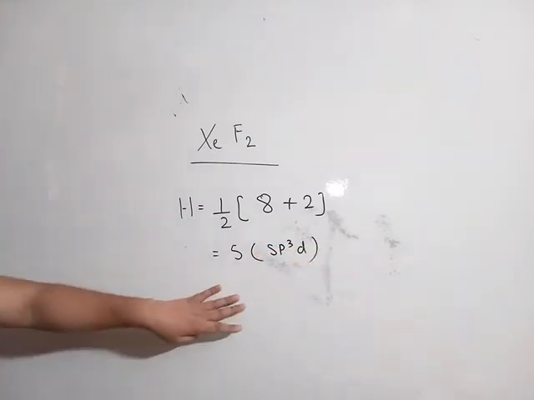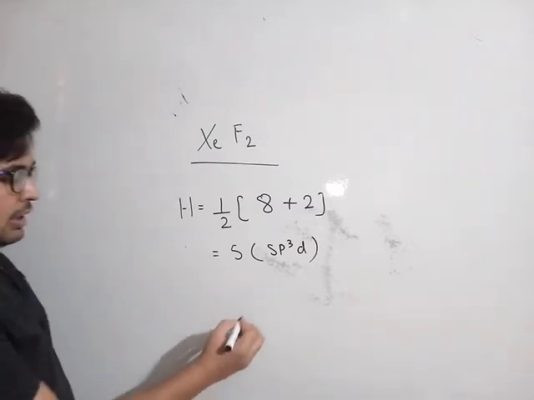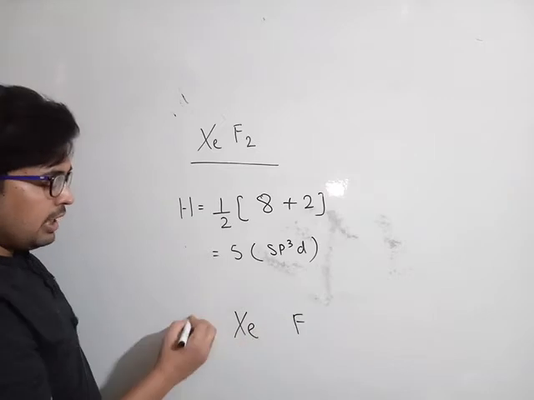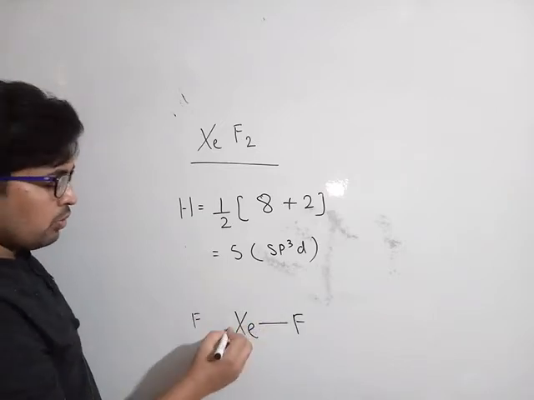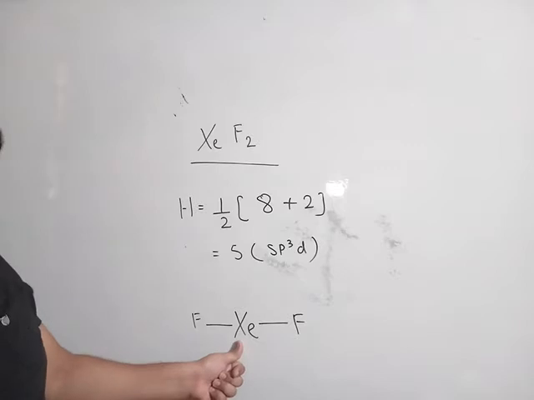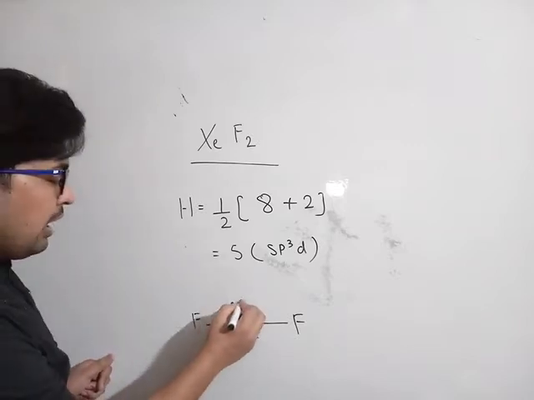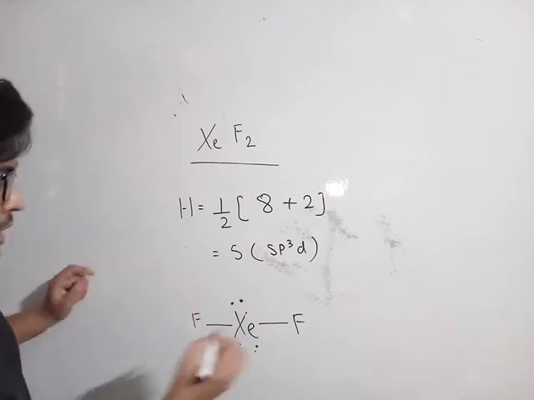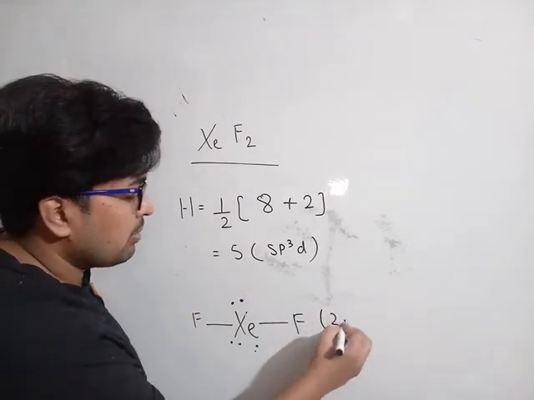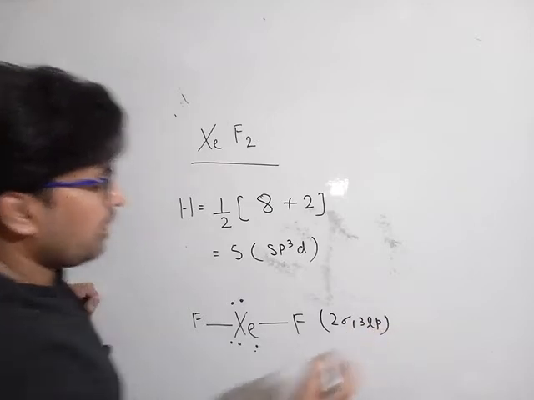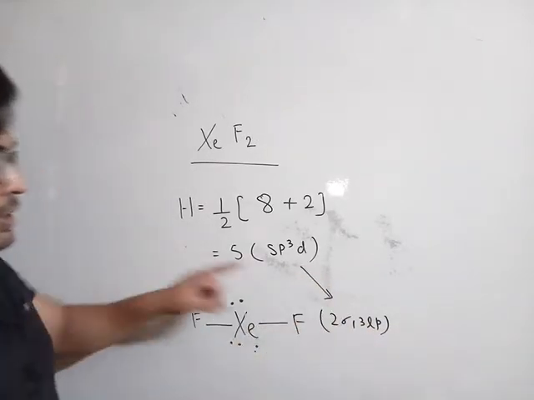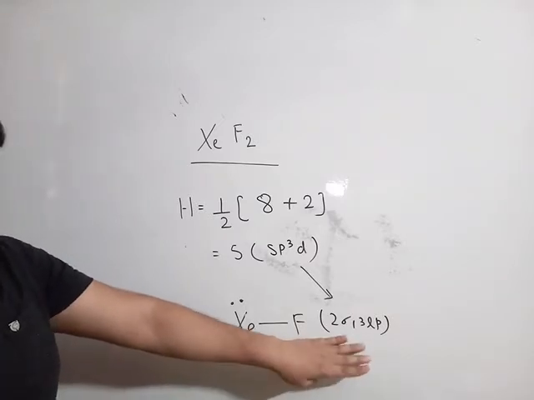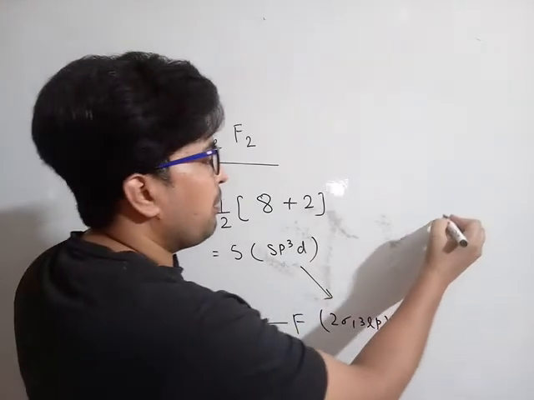And if I check what would be the shape over here, so let's say Xe that has 8 electrons is the central atom, so F will be the side atoms. What I'll say here, 1, 2. So how many electrons are left? 6. So xenon will have 3 lone pairs. So what is the case here? The case we are having is 2 sigma 3 lone pair. So we know that in case of sp3d, when 2 sigma 3 lone pair is the case, shape will be linear.